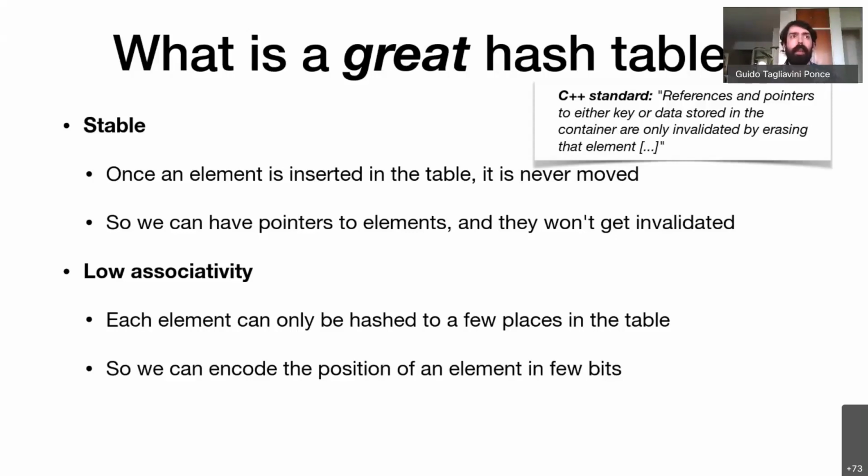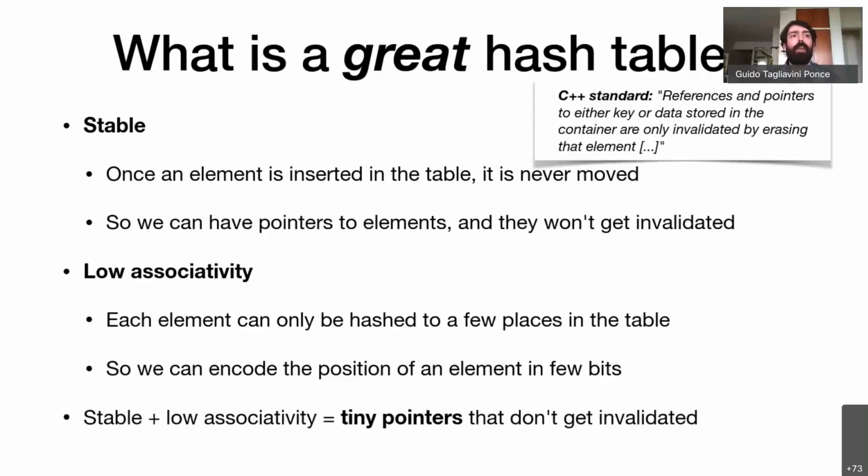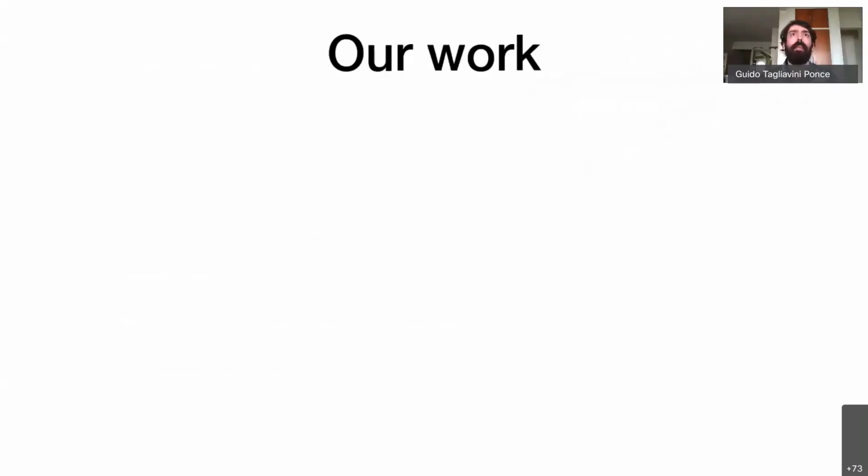And so the consequence of this property is that we can encode the position of an element in very few bits. When you add up these 2 properties, stability gives you pointers that don't get invalidated, low associativity gives you tiny pointers, and so you get tiny pointers that will not get invalidated. This combination has very powerful applications. I will mention that in 2 slides.